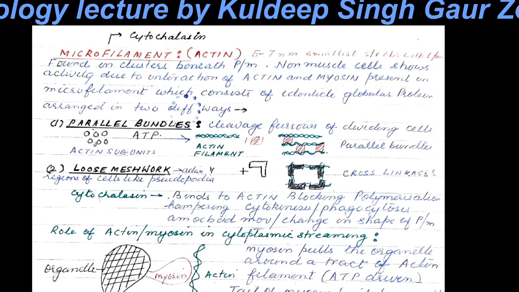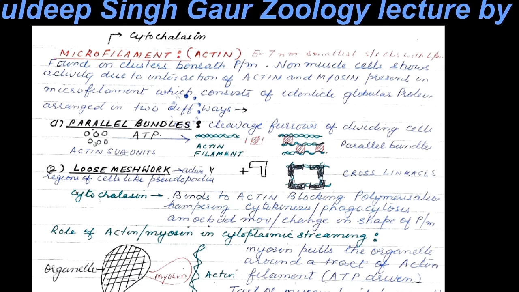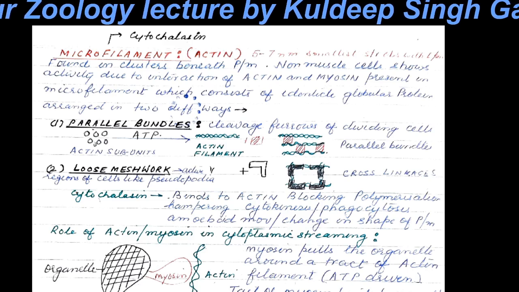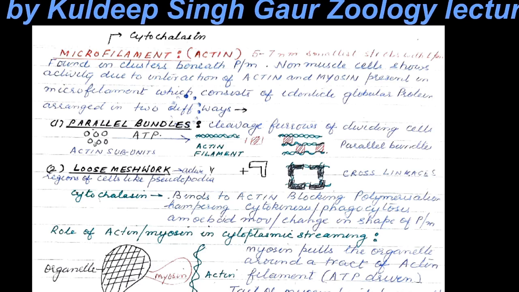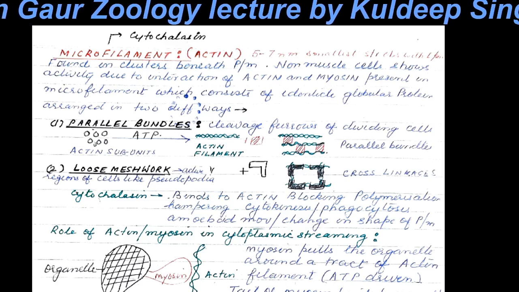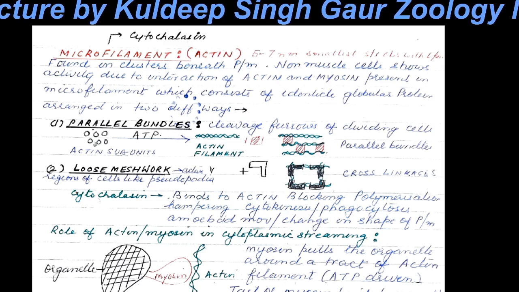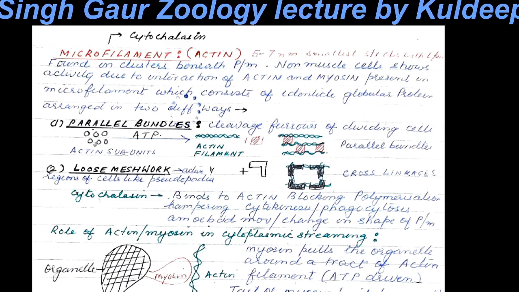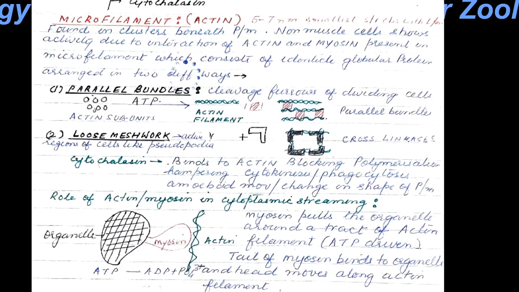The microfilaments are aligned in two different ways: parallel bundles. As I've told you in the beginning, microfilaments are actually actin filaments, and you can see in the slide that actin subunit converts into actin filament, aided by adenosine triphosphate, and these then align into parallel bundles. Second one is loose meshwork. They are found during the formation of pseudopodia. You can see the cross linkages of the actin molecules.